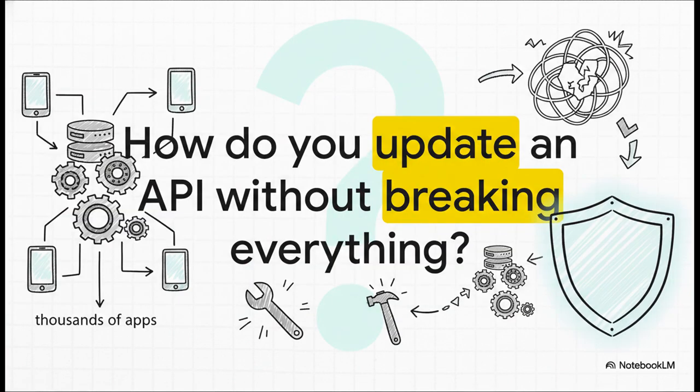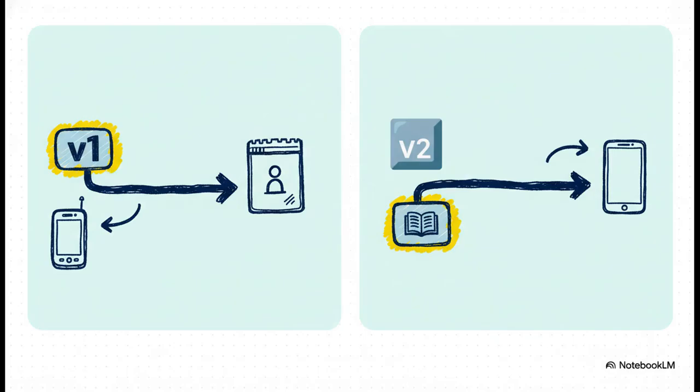Okay, this next one is a huge deal in software development. Imagine you've built an API and thousands of different apps all rely on it to function. Now you need to make a major change. How in the world do you do that without causing total chaos for everyone? Well, the answer is actually pretty elegant. It's called versioning. We simply add a version number, like v1 or v2, right there into the route.